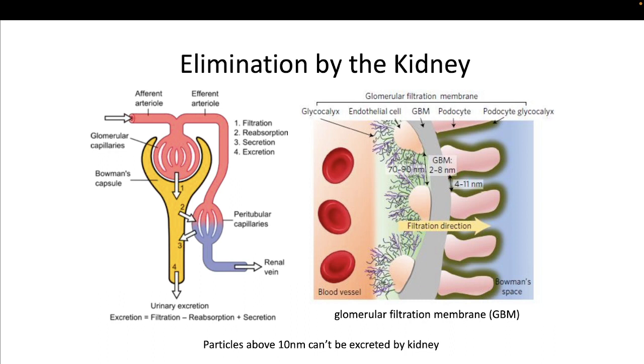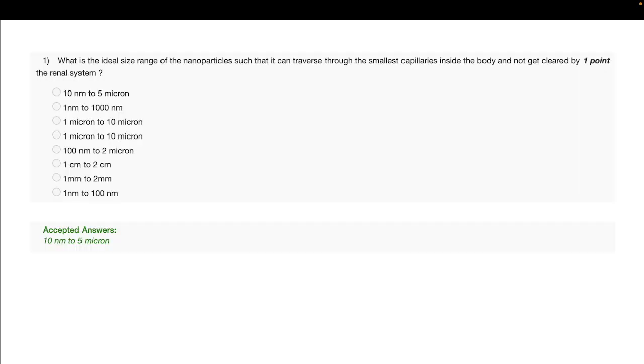That will be seen as a failure of treatment. Instead of treating some other disease, you are creating different problems. So to avoid that, ideally your nanoparticle should be between 10 nanometer to 5 micron, so that it stays in the body for a longer time and also doesn't cause any clogging problems. Is that clear?